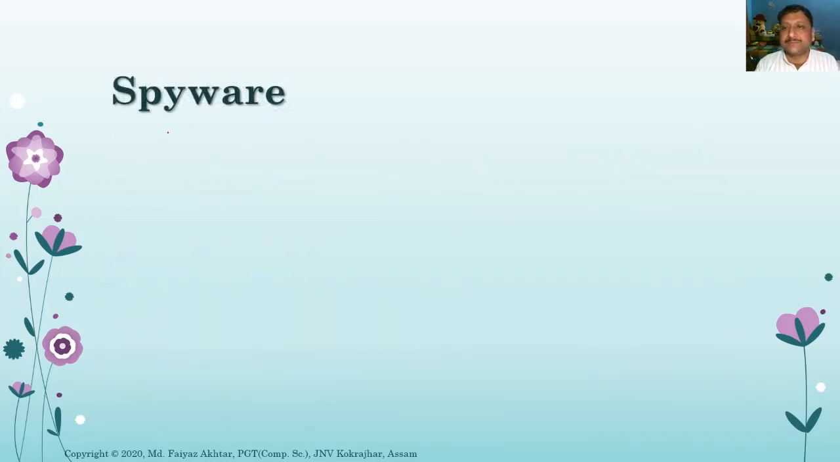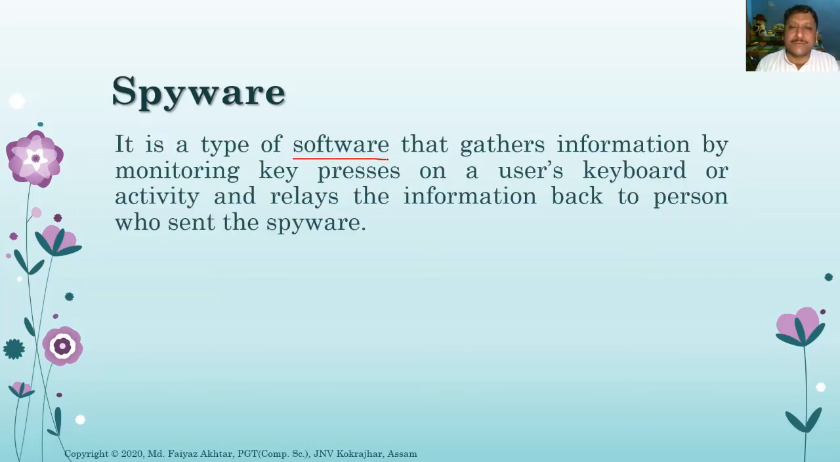Next, spyware. What is this spyware? It is a type of software. It is also software that gathers information by monitoring key presses on a user's keyboard or activity and relays the information back to the person who sent the spyware. Actually, what happens when you use the internet? Some software may get installed on your computer, sometimes accidentally. Or if you have installed some useful software, along with that useful software some other software may get installed on your computer, and that software is spyware.